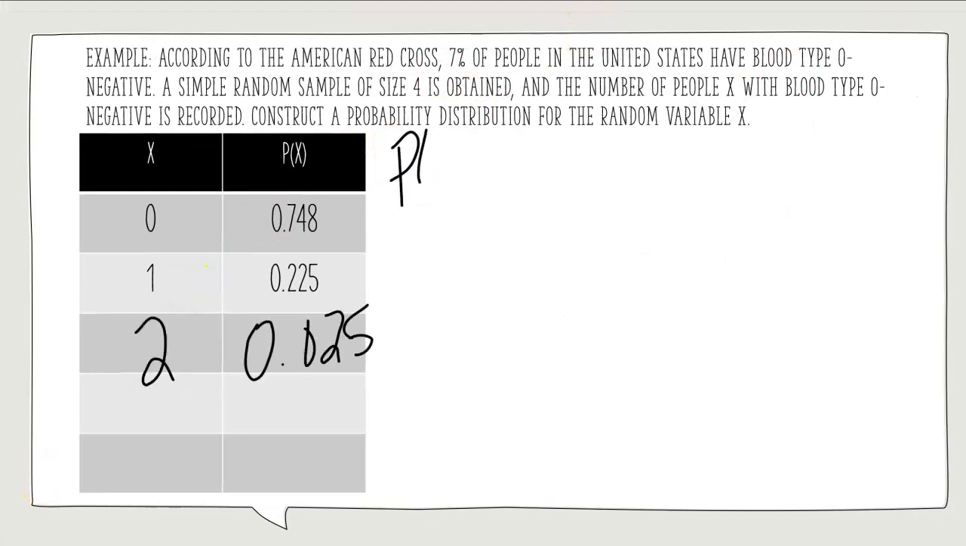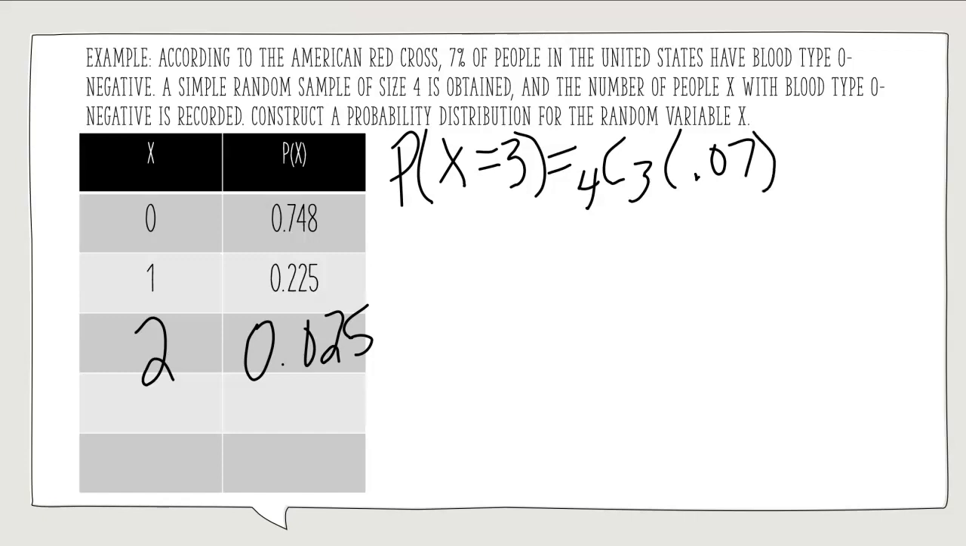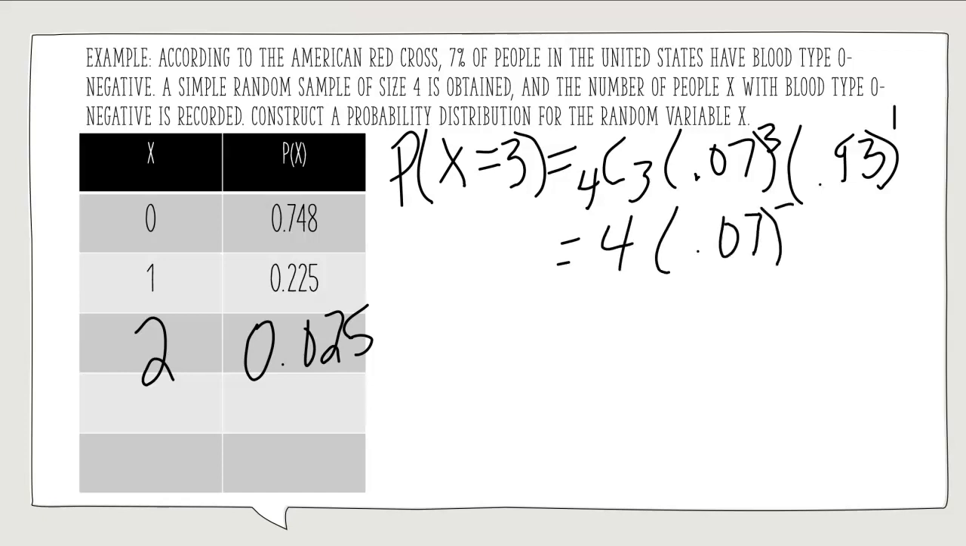All right, now we want to repeat this process for the probability of x equal to 3. You end up getting 4 choose 3 times 0.07 to the third power times 0.93 to the 4 minus 3, which is going to be to the first power. 4 choose 3, if you plug that in your calculator, you end up getting 4. So you get 4 times 0.07 to the third power times 0.93.